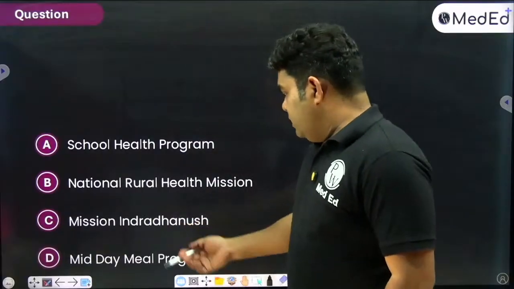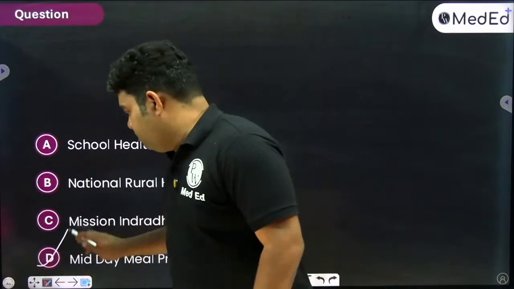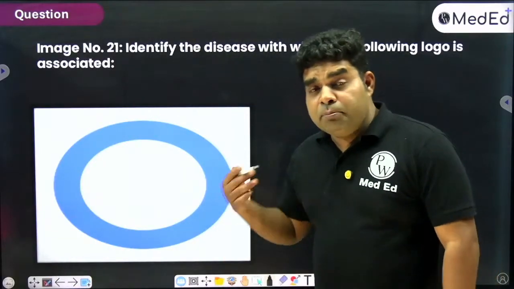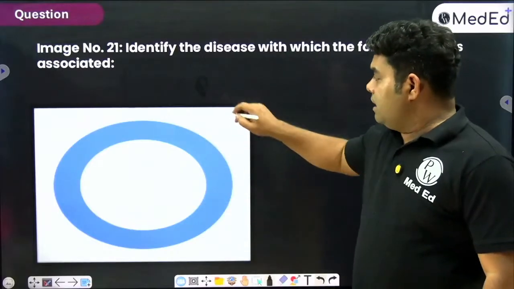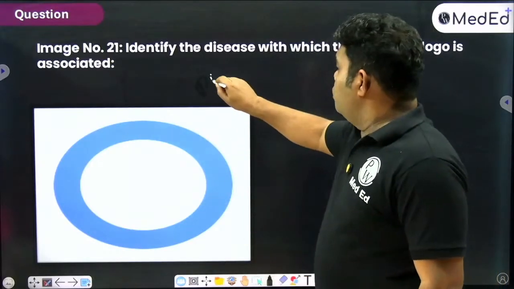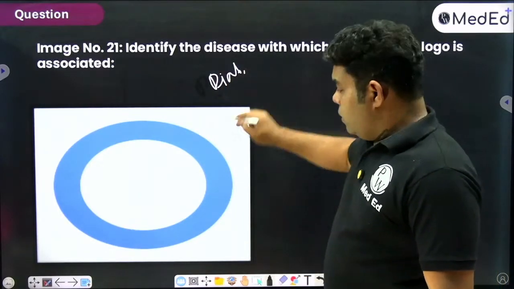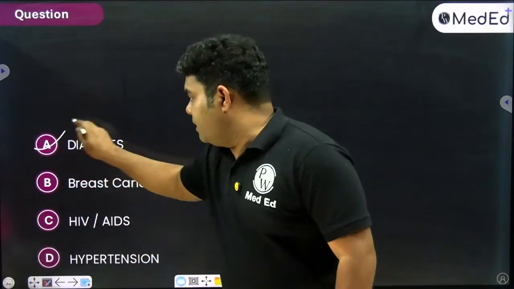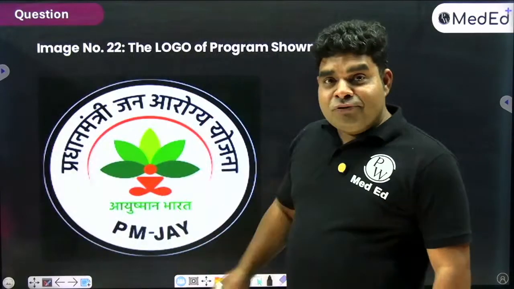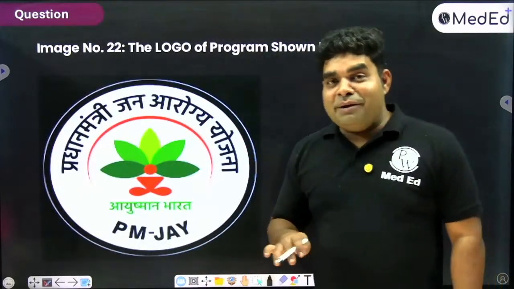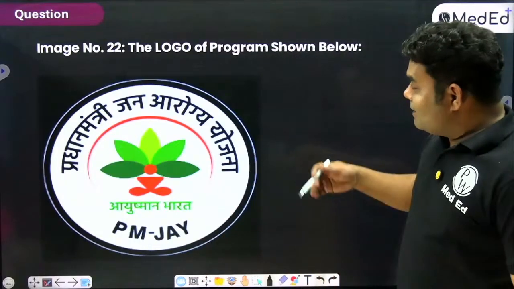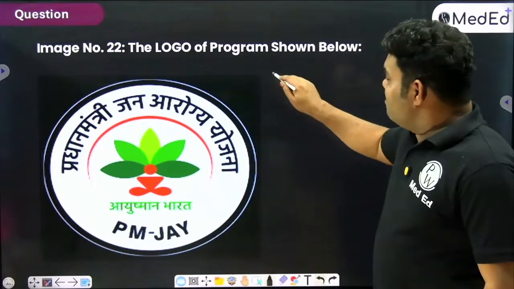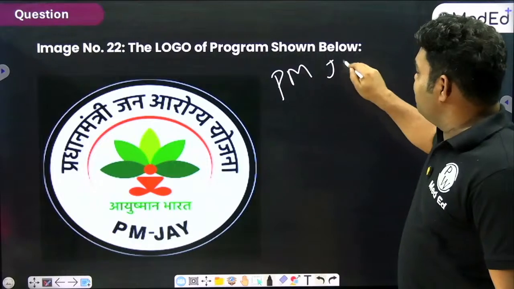Now, this was the midday meal, which is now PM Poshan. If this is blue color circle, this is diabetes awareness. Blue color circle. Okay, I hope the option will be there. Yes, diabetes awareness. 5-leaf is also in marijuana plant, and this is also in this program PMJ, Jai Ho PM Ki.